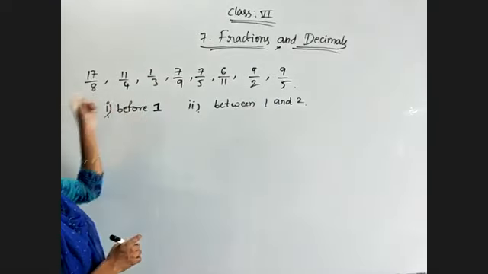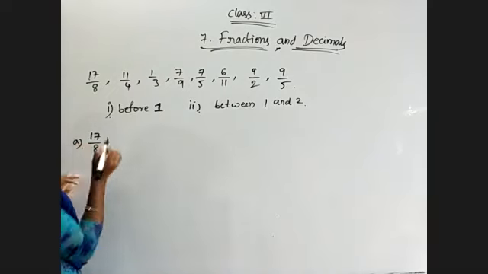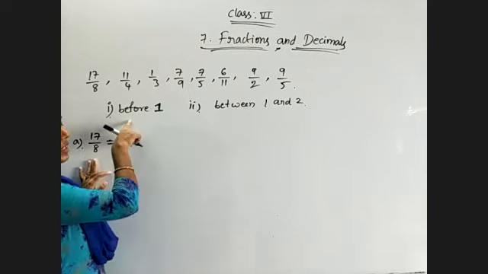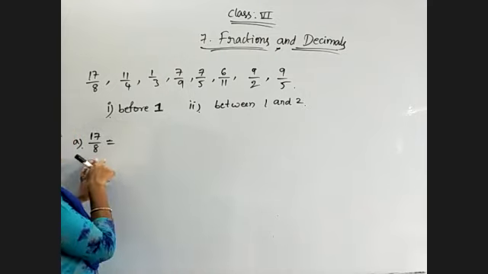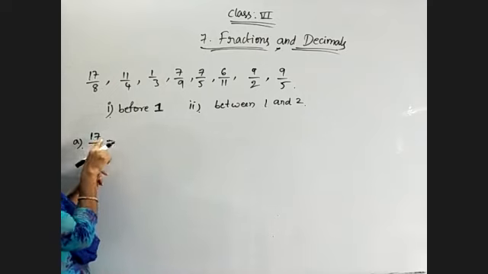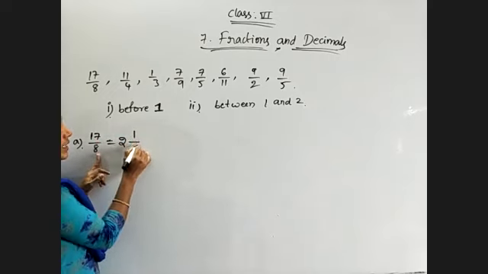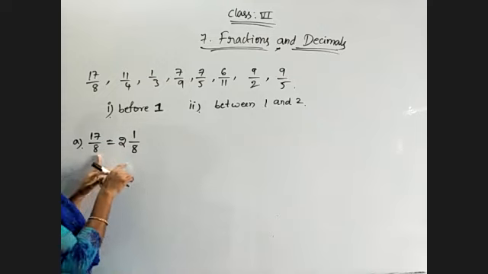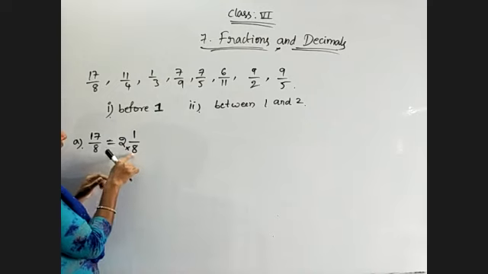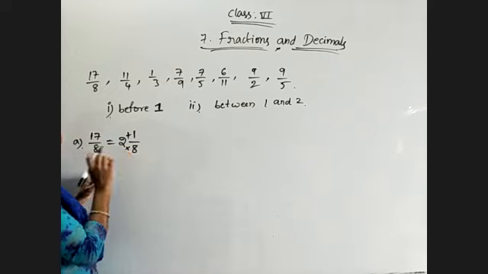Before that, first observe the given fraction 17 by 8, the first fraction. It is improper, means it lies more than 1, not before 1, after 1. Now observe here, 8 1s are 8, 8 2s are 16, 16 plus 1 is 17, so 2 1 by 8. See conversion, how will we convert? First these two multiply. So 8 2s are 16, 16 plus 1, 17 will get in the numerator by 8.